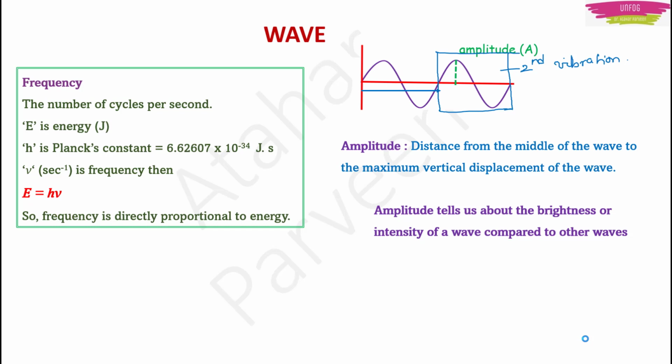This frequency is also related to energy. Here you can see that E equals h nu, the well-known formula given by Planck. Here E is the energy of the wave, in joules. h is Planck's constant. The value of Planck's constant is 6.62 into 10 raised to minus 34 joule second. And nu is the frequency, of course. So for any wave, the energy of that wave and its frequency are directly proportional to each other.